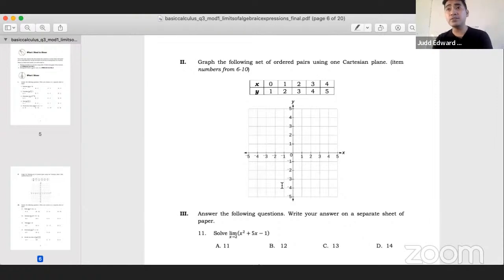Tama po ba? Isang straight line lang po ba siya starting from 1 ng y-axis? Dire-diretso po siya hanggang 5? Tama po ba? Yes or no? Opo, sir. Yes po.